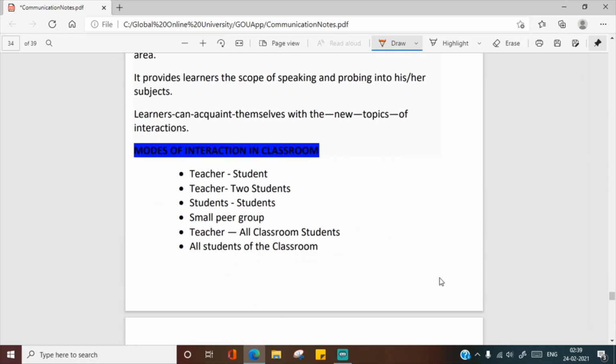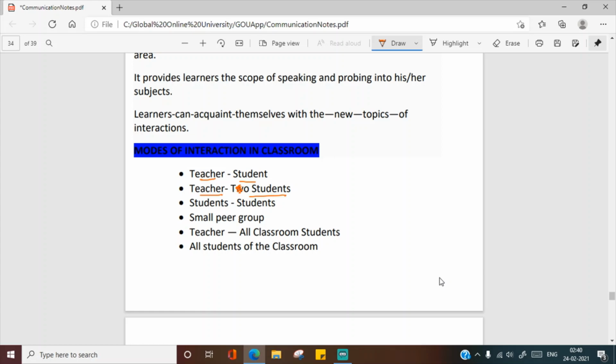Mode of interaction in classroom, it could be teacher to student. Okay, so teacher to student is like, if the teacher wants to speak to the student privately, maybe she wants to tell her that there is some problem with the behavior of the student. So it could be before the class or after the class. Teacher to students. So teacher to students means a teacher is trying to communicate with all the students.